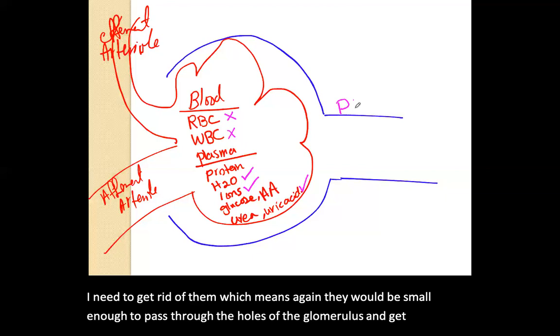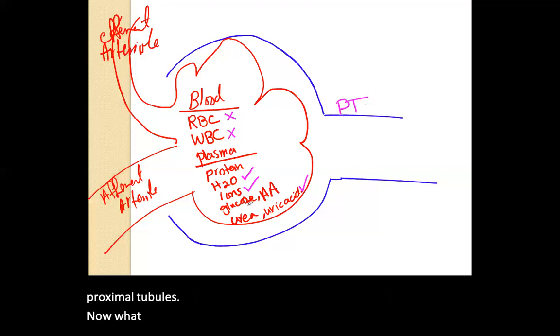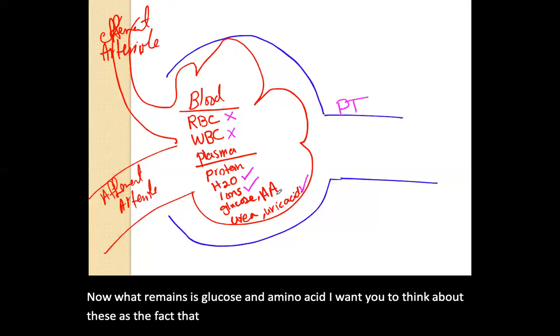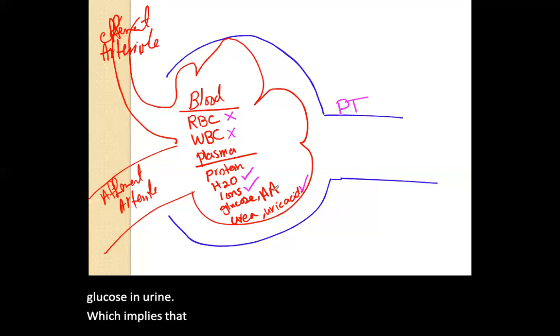Now, what remains is glucose and amino acid. I want you to think about this as the fact that if somebody is diabetic, they test positive for glucose in urine, which implies that glucose must be small enough to pass through the little holes of the glomerulus.